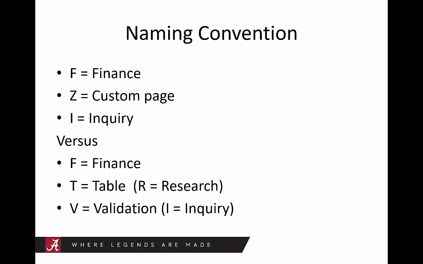Each of these new pages are similar to FTV pages in Banner. FTV stands for F equals Finance, T equals Table, and V equals Validation. And we have one form that is similar to FRI, which is Finance Research Inquiry. Since FTV pages are validation tables, these pages contain entries or records for all possible codes that exist.